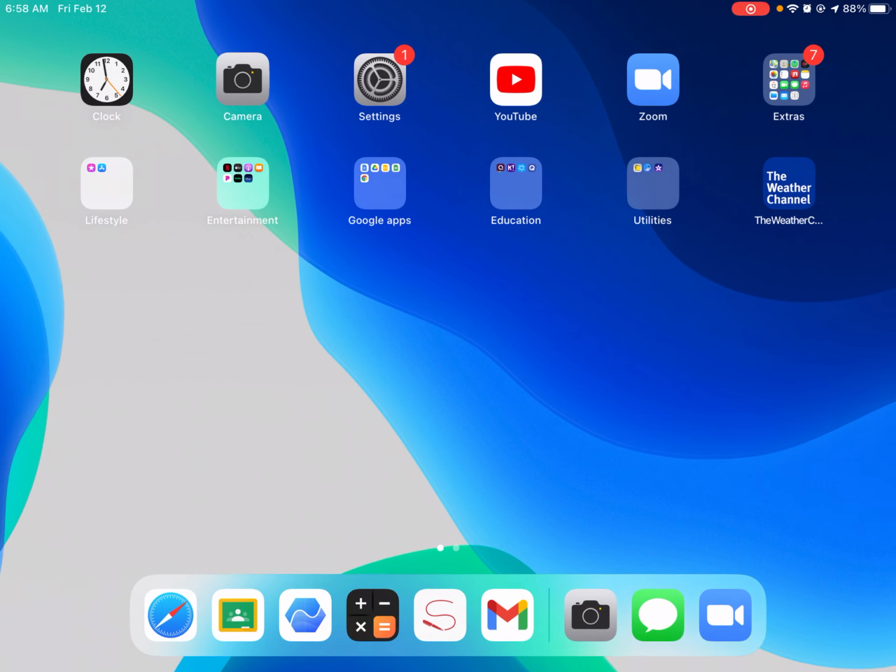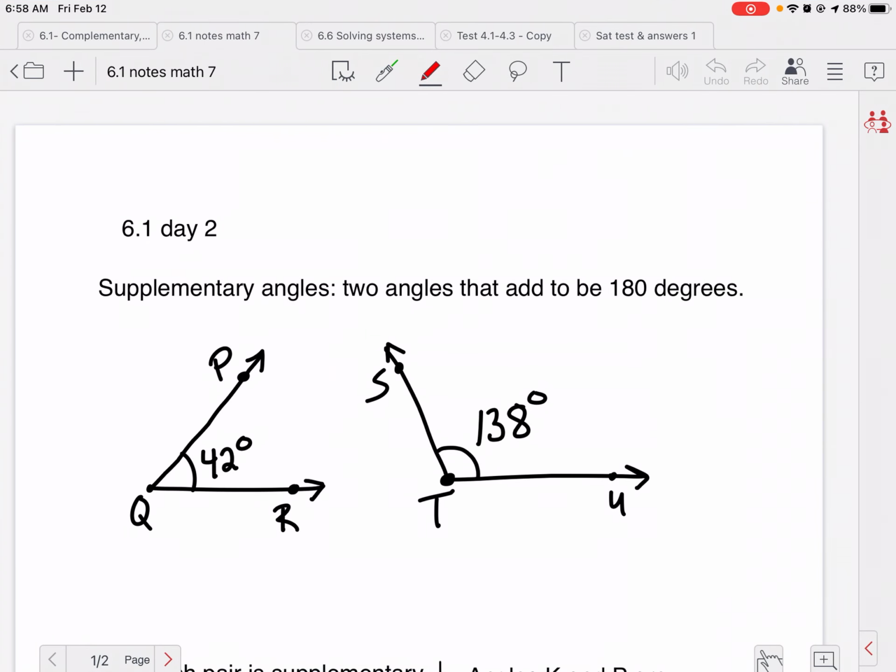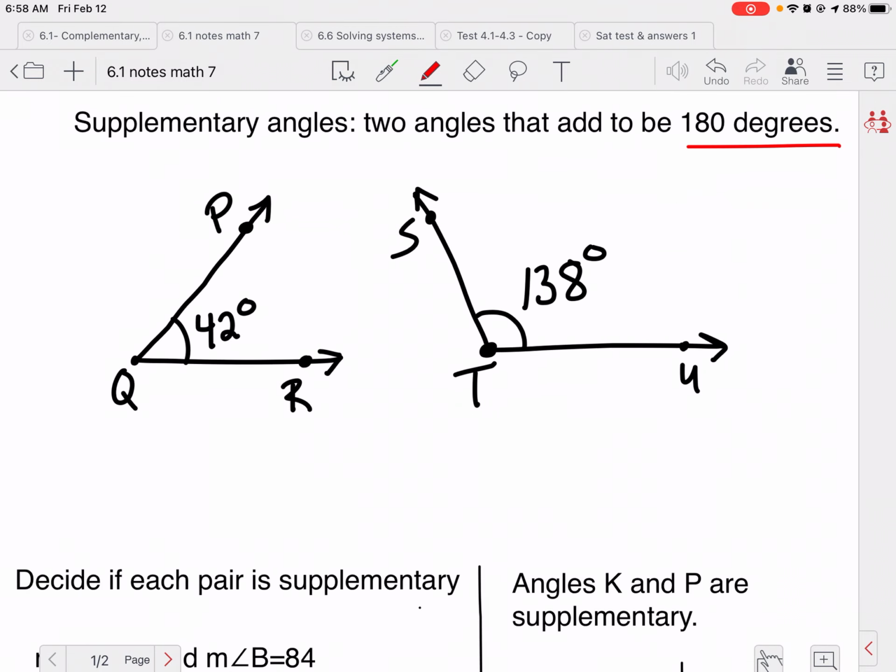Hi guys, welcome back. We're going to continue talking about angles, and today we're going to talk about supplementary angles. Supplementary angles are two angles that add up to 180 degrees. So we're going to check this out. Does 42 plus 138 equal 180? And it does. So if they add up to 180, they are supplementary to each other.